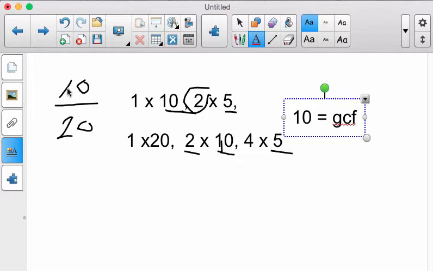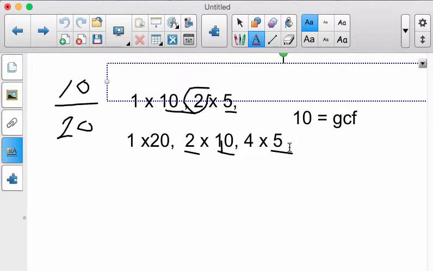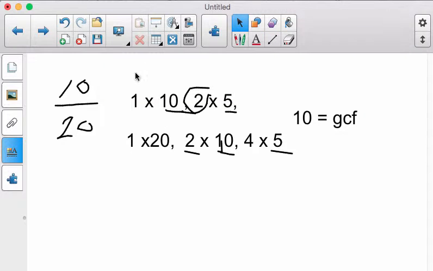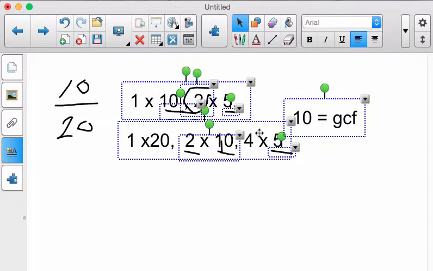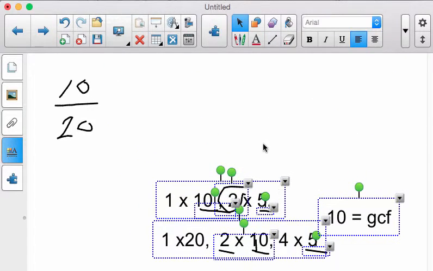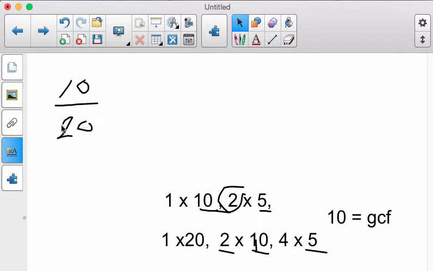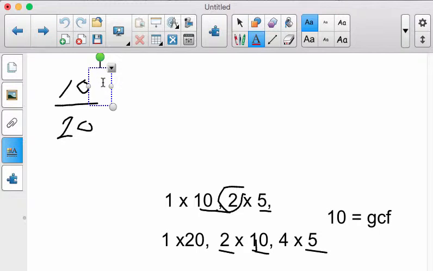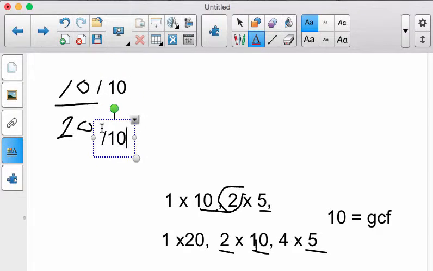That means I can divide. Let's move all this out of the way. That means I can divide my numerator and my denominator by 10. So let's go ahead and do that. I'm going to divide it by 10 and then divide this by 10.